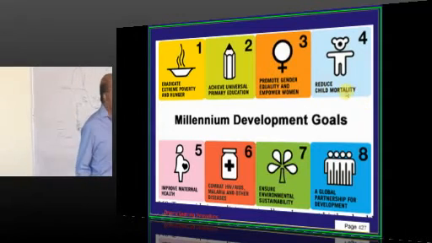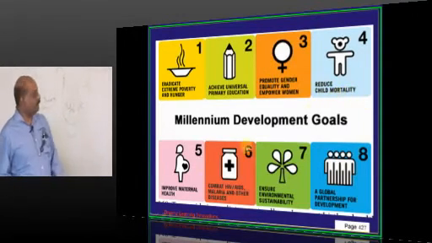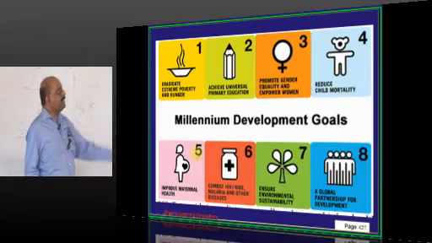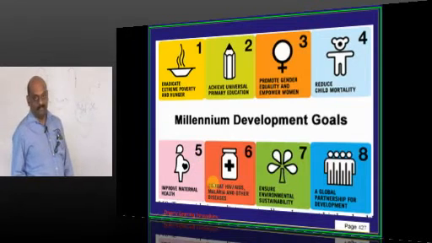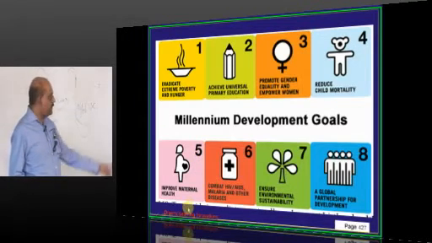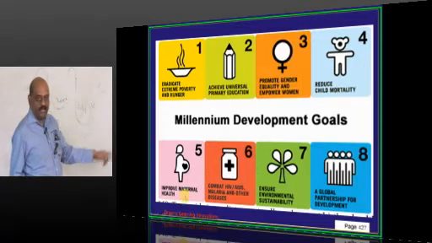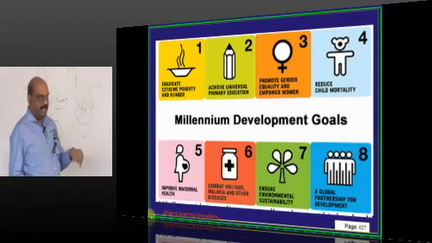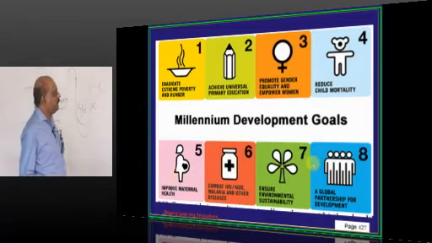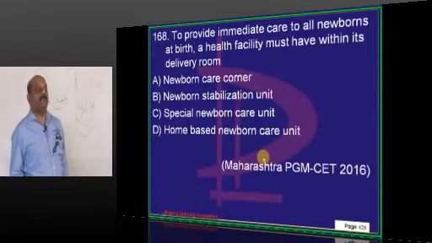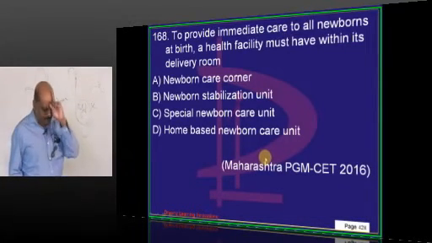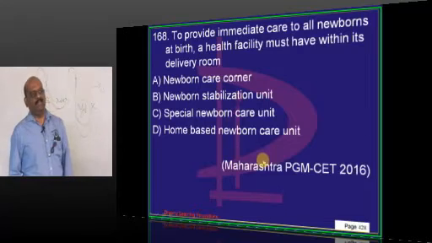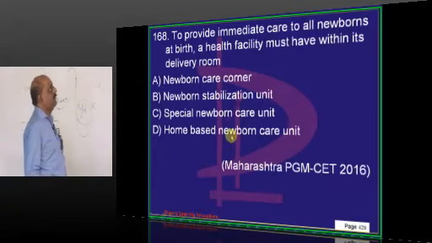So then reduce child mortality. Improve maternal health is 5. But the only paradox is mother should come first, child should come later. But it is slightly reversed: 4 is child, 5 is mother health. So I leave the literature for you. Read all the MDG goals properly and go, and one question will definitely come. Straight same question will come in the exam, no doubt.